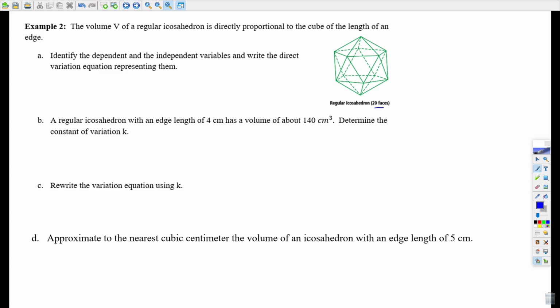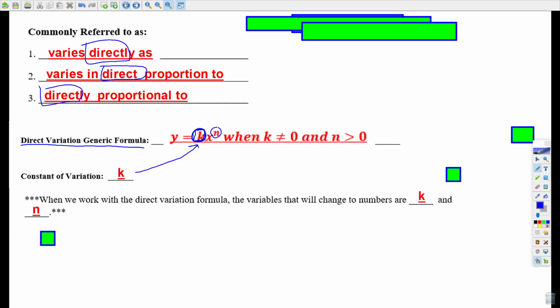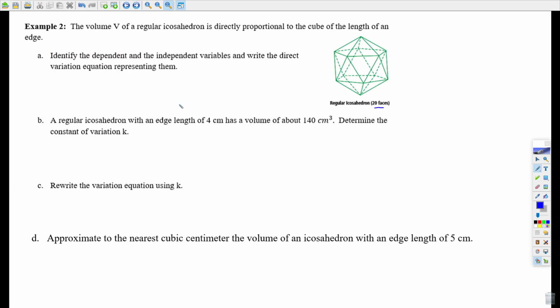All right, so let's just go to the original form real quick. I'm going to copy this down. I should probably erase that. Here we go. We're going to start with y equals k times x to the n. So let's write this out here: y equals k times x to the n.